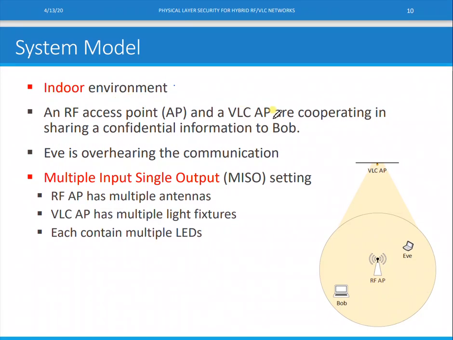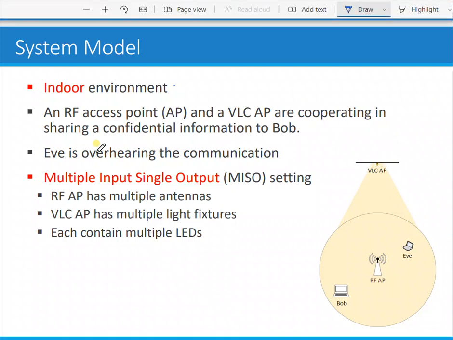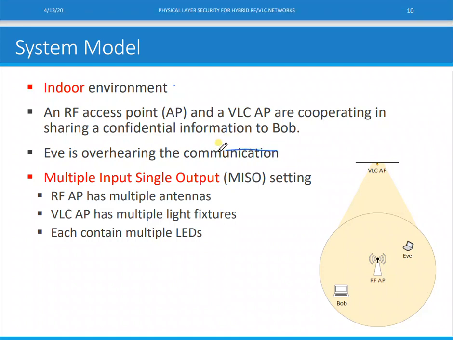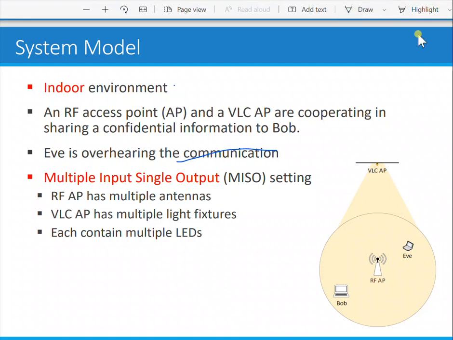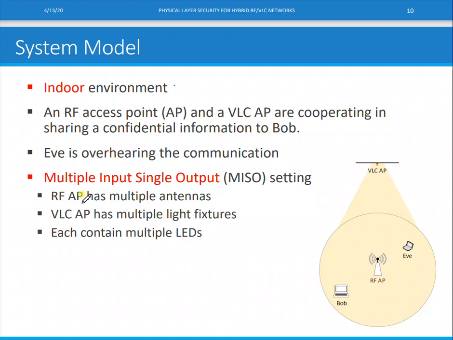Okay, a radio frequency access point and a visible light, or VLC, access point are cooperating in sharing confidential information to Bob. So here we have the VLC access point. Eve is overhearing the communication. And we have a multiple-input single-output setting.